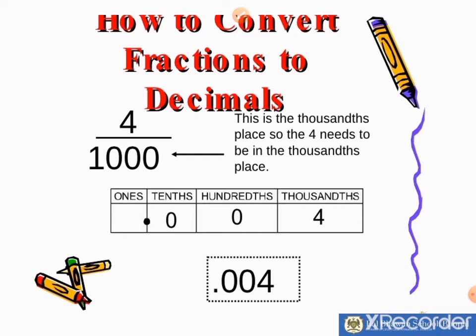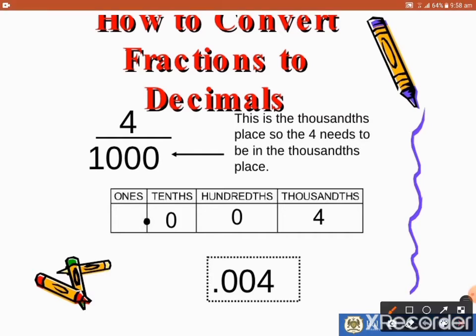Now we will learn how to convert fractions to decimals and decimals to fractions. First we will learn how to convert fractions to decimals. For this we have 4 upon 1000. 4 is on thousandth place because it is upon 1000. So if we write this in the place value table, on tenth place we have nothing, so we will write 0. Similarly, for hundredth place we will write 0, and on thousandth place we have 4, so we will write 4 on thousandth place. So we will get the number 0.004, and when there is nothing before the decimal, we should always write a 0.